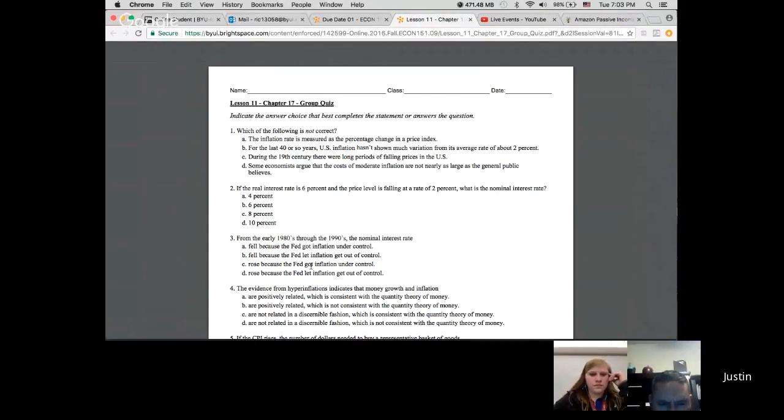Question 1, which of the following is not correct? I got B. Yeah, I went through the other ones, and the other ones I'm pretty sure are correct. Inflation rate is measured as percentage change in price index. That's true. During the 19th century, there were long periods of falling prices. That's also true. And then some economists argue that costs of moderate inflation are not nearly as large as the general public believes, and that's also true. Yeah. So I read all those three.